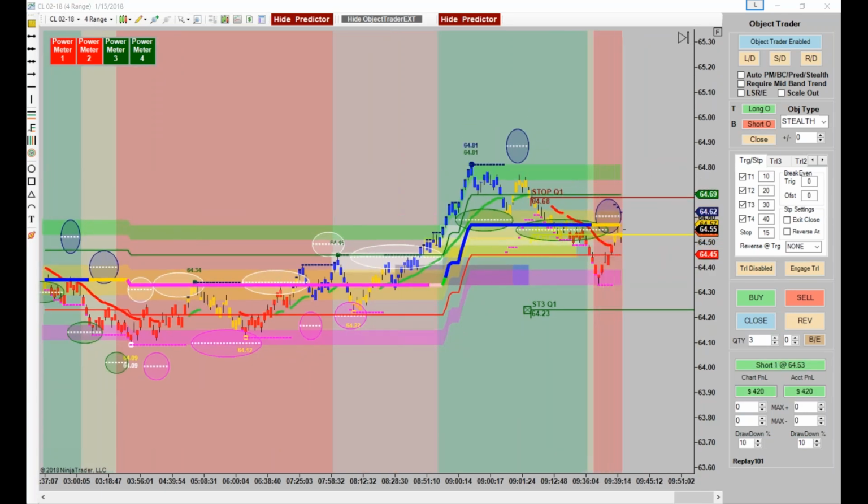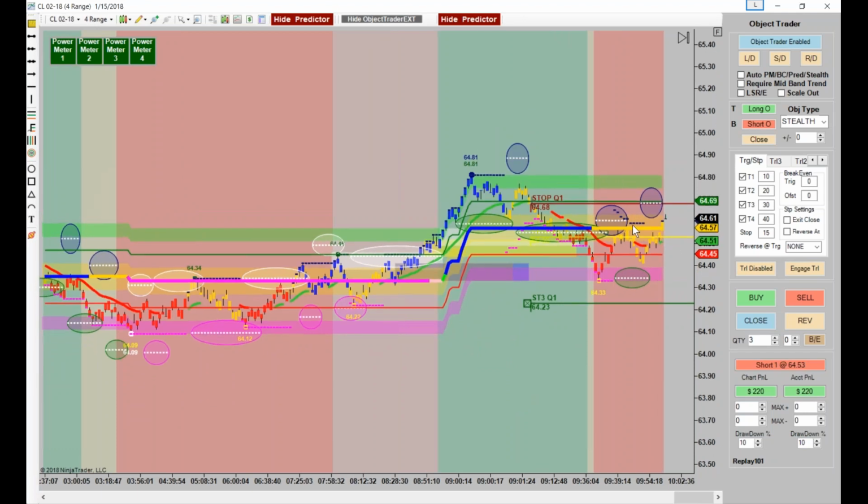And do you get all the targets? Pretty close. Now this is actually going a little bit more sideways now. Stealth turned green. You can actually use stealth, by the way, to get out of a trade also, because we've got it designed like that too, so that you can use it both ways.